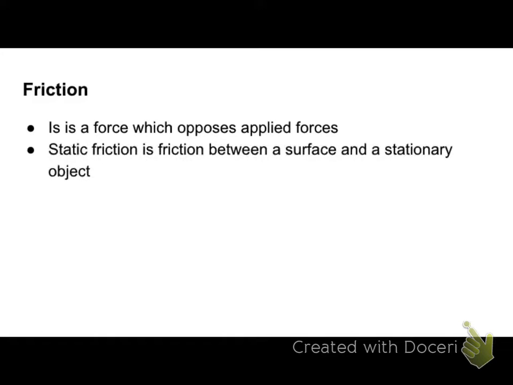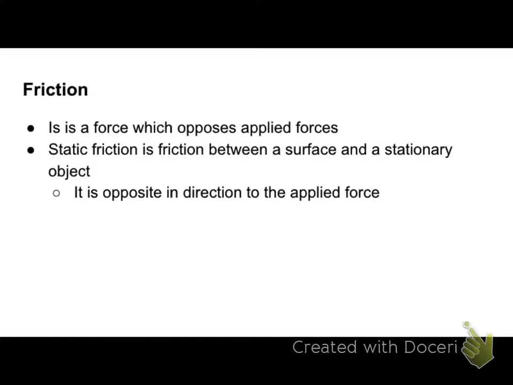Static friction is the name of friction between a surface and a stationary object. So that would be your cup. Right, that would be the cup in the example. It's opposite in direction to the force being applied. So when I was pushing the cup forward, friction was pushing back against me, so in the opposite direction on the cup. And because those forces were balanced, the cup didn't move.